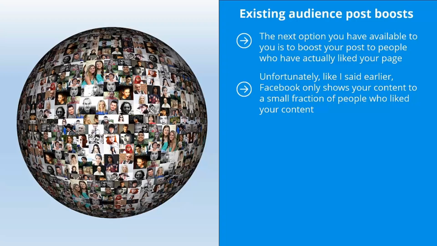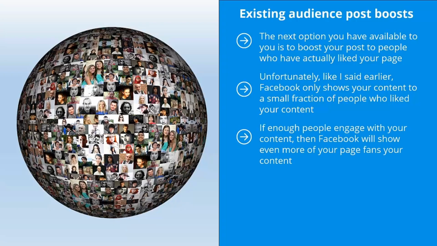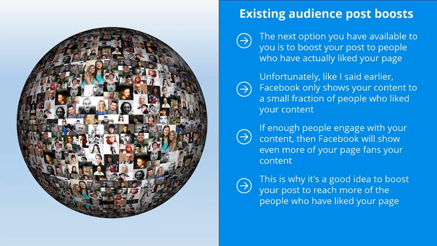who liked your content. Unless your fans select see first when they like your page, Facebook will use its natural algorithm to select the initial group of eyeballs that will show your page content. If enough people engage with your content, then Facebook will show even more of your page fans to your content. However, it's never going to show it to 100% of your fans. That rarely happens. This is why it's a good idea to boost your post to reach more of the people who have liked your page.